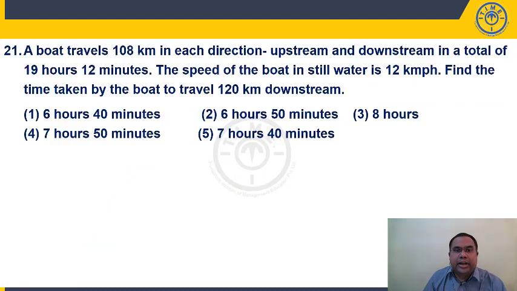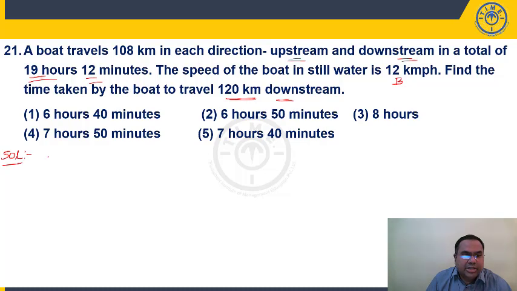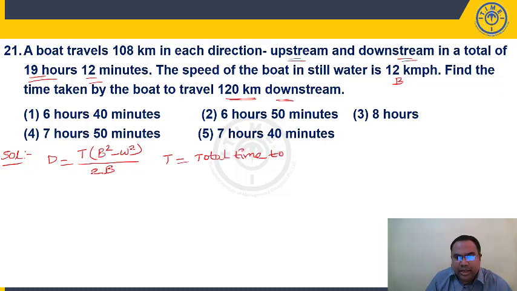A boat travels 108 kilometers in each direction, upstream and downstream, in a total of 19 hours 12 minutes. If the speed of the boat in still water, this is B value, is 12 kilometers per hour, find the time taken by the boat to travel 120 kilometers downstream. Now, this question can be solved using a shortcut formula. Distance D is given by T into B square minus W square by 2B, where T is the total time taken for upstream and downstream journey.